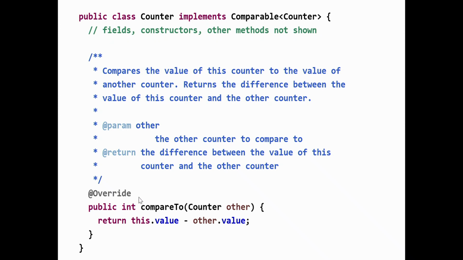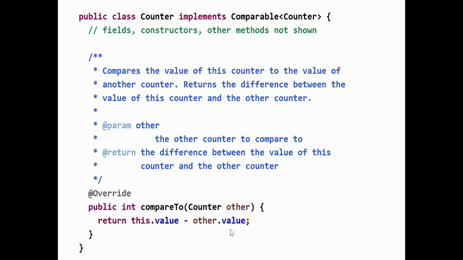So the signature is always public int compareTo counter. Now in this case, I'm going to write the following: this value minus other value. Remember, this value is an int, other value is an int. In this case, this value is an int that's guaranteed to be greater than or equal to 0. Similarly with other value.